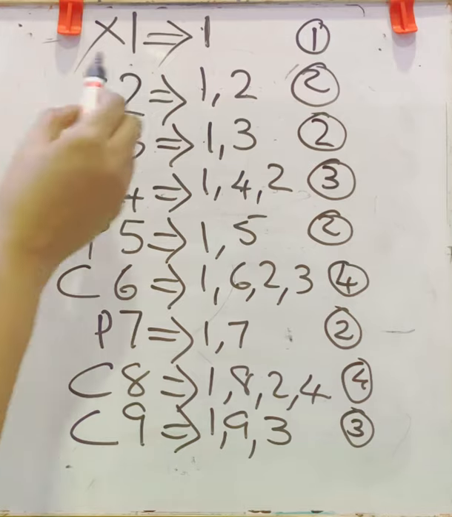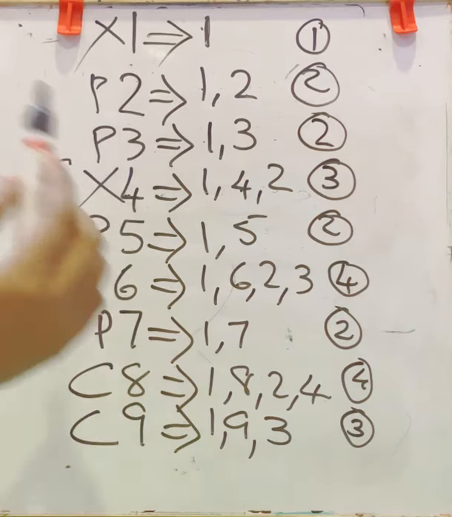Which are the prime numbers? 2, 3, 5, 7, etc. are prime numbers.